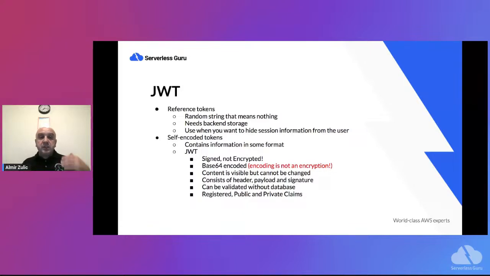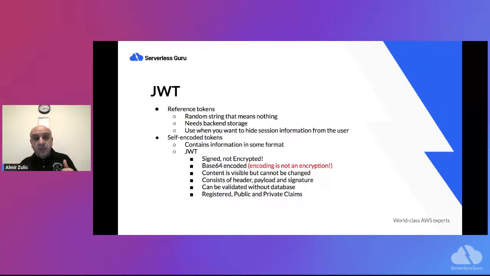The difference is that with reference tokens, you must go to some kind of storage. They are stored somewhere, in some kind of database. They can even be stored on S3. Who knows? So it requires storage. You need to find that reference and read the claims, and then you will know what to do.